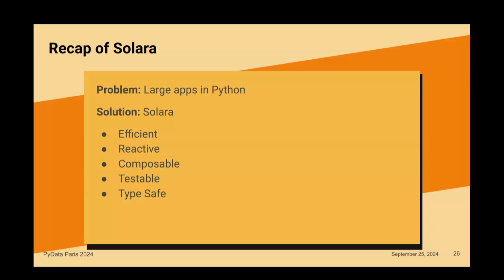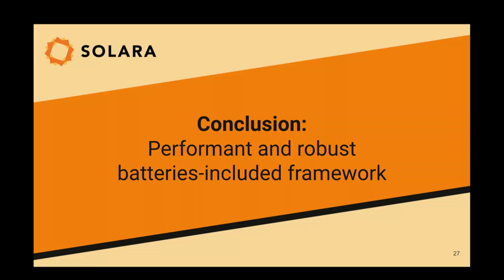So, recap of this section of my presentation. Our problem was we wanted to build large web apps in Python, and in pure Python specifically. And I hope I've convinced you that Solara could be the solution. It's efficient, it's reactive, it's composable, it's testable, and it's type safe. So it should give you a good framework for building larger apps. So in conclusion, for the first part, a performant and robust batteries-included framework which hopefully works for all of you. If there are not any super pressing questions, I'll do a kind of separate detour.